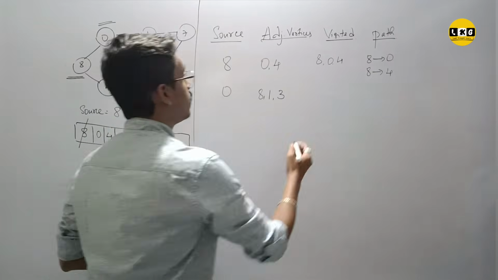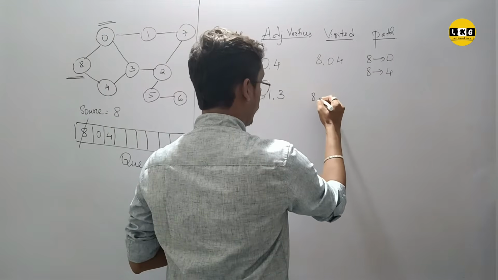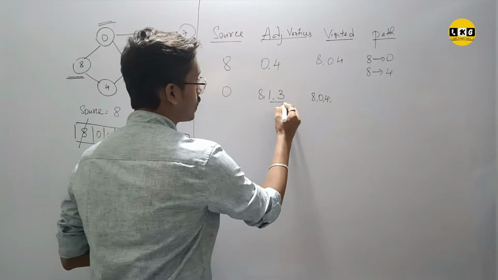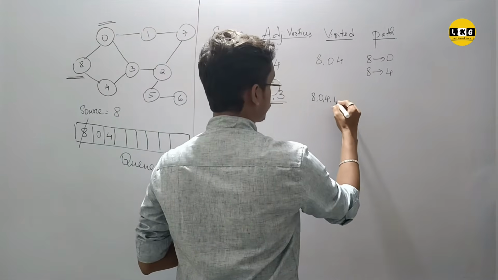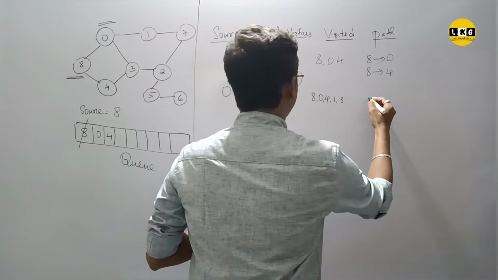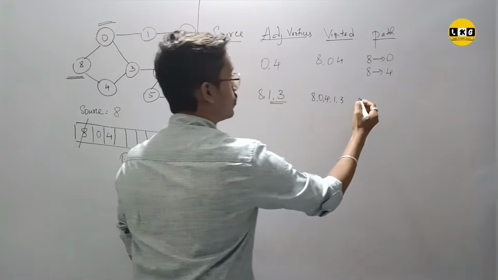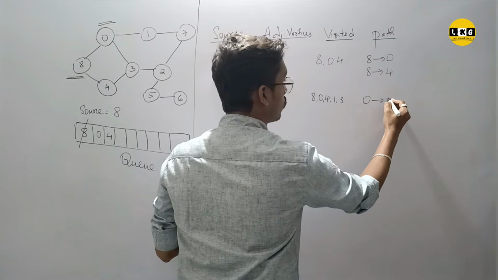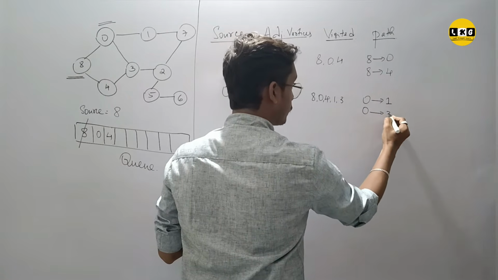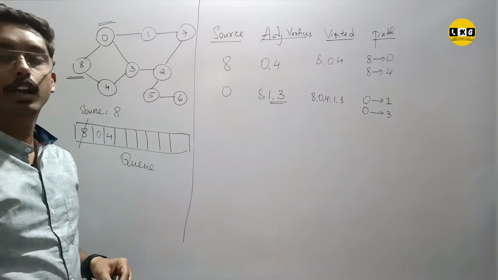So in visited, 8, 0, 4 are previously visited. What are the two new nodes that we are visiting? 1 and 3. Getting my point? See, now which is the source? Source was 0. From 0 we visited two new vertices, that is 0 to 1 and also from 0 to 3. So this becomes our output.